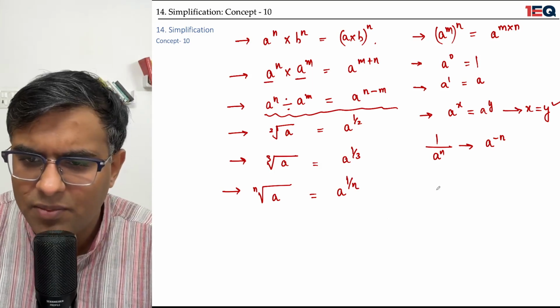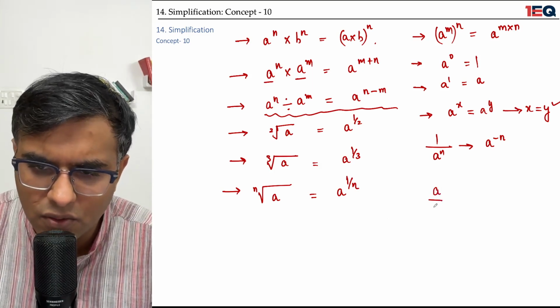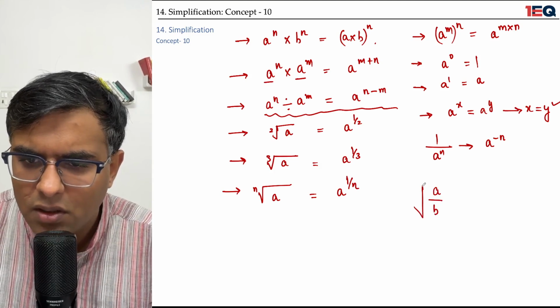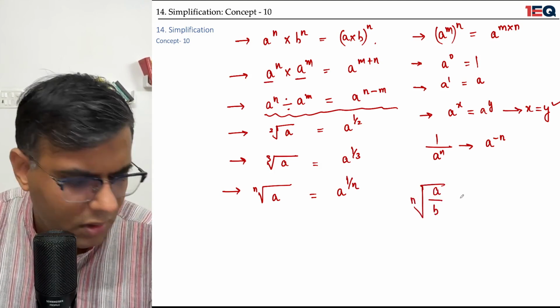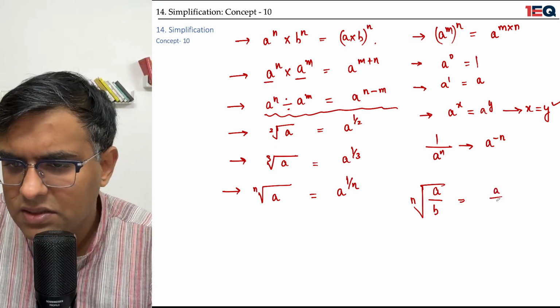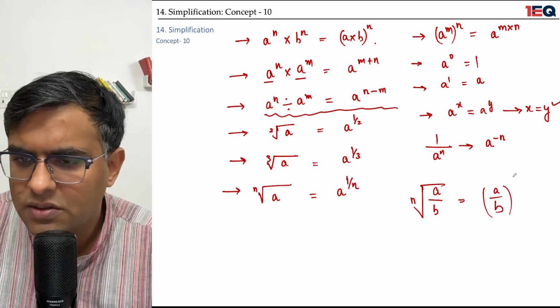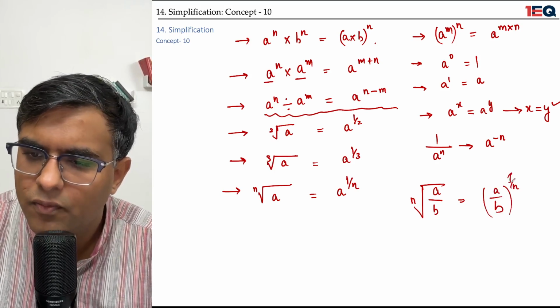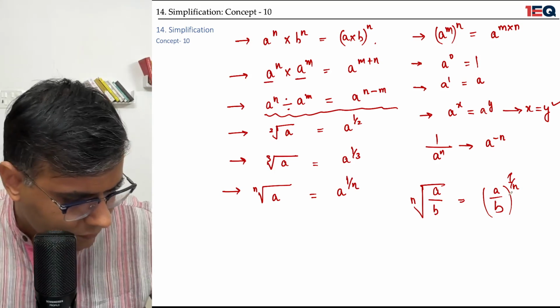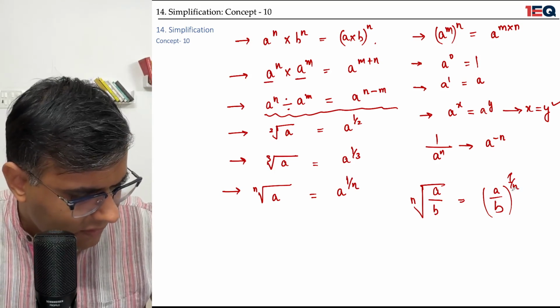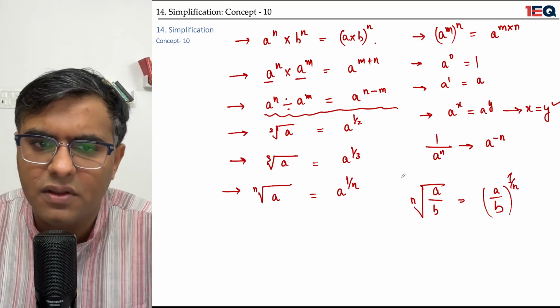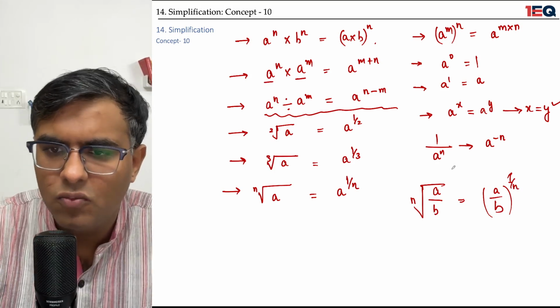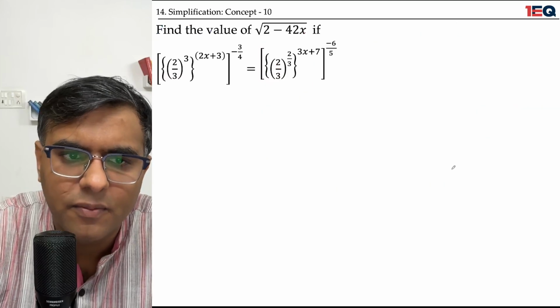There is one very particular identity which I would like you to know. A to the power p, when root down to this, it can be written as a upon b whole raised to the power 1 upon n. Okay, this is 1 upon n. I think I've covered everything over here. So we'll be moving on to the questions that we have.